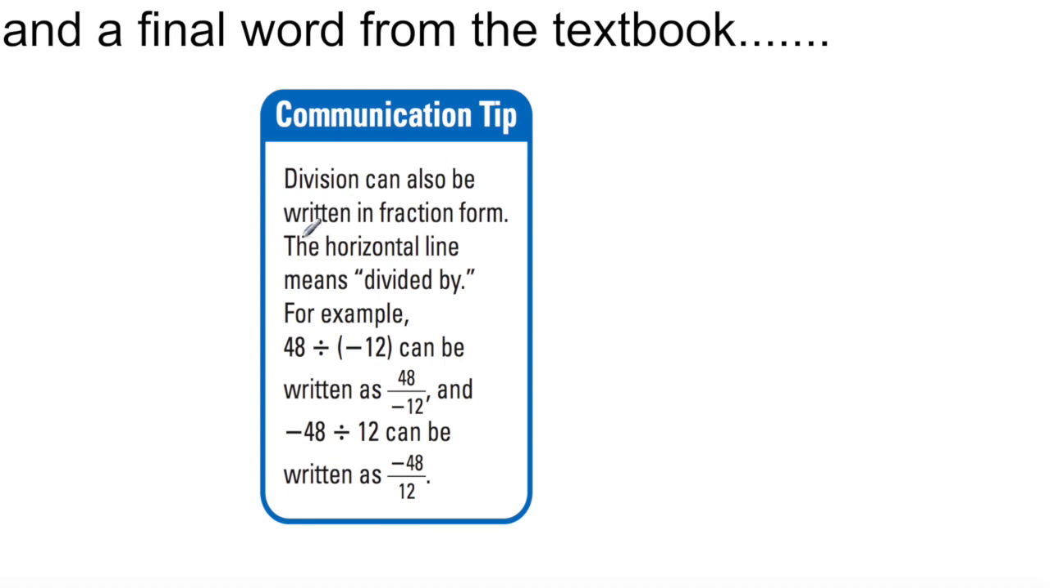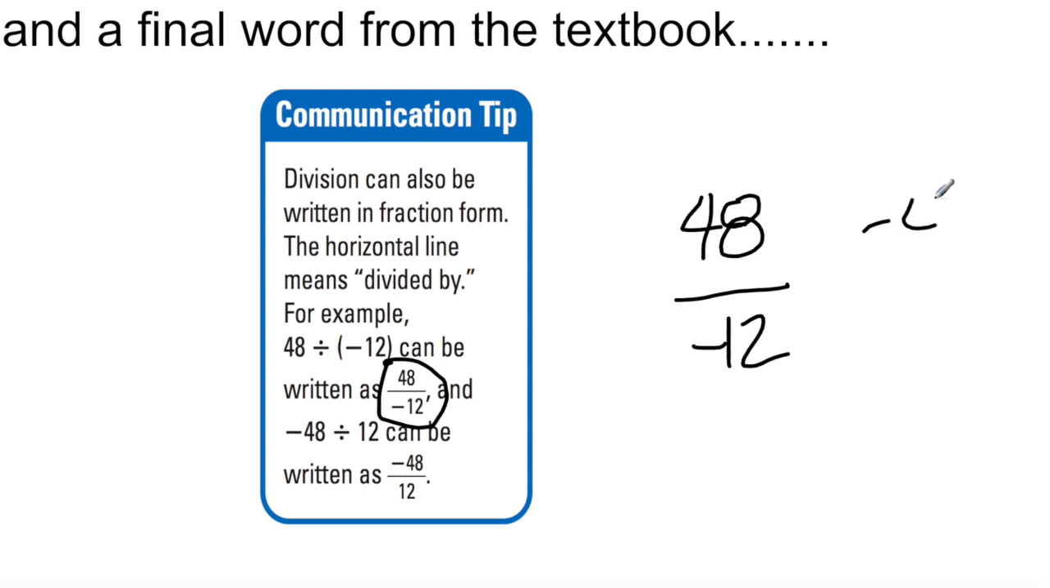Division can also be written in fraction form. The horizontal line means divided by. We've done this before. Okay, so 48 divided by negative 12 will look like this. 48 divided by negative 12. Okay, same if the negative is on top. Negative 48 divided by 12. Same thing, negative 48 divided by 12. Okay, so sounds good, looks good.